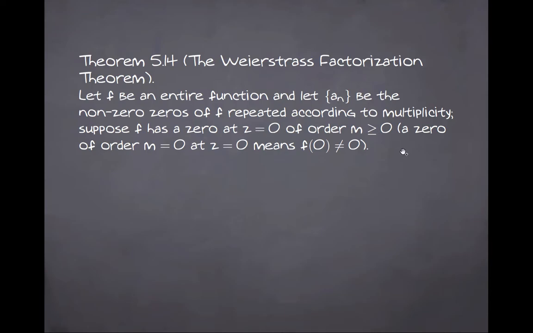Yes, so what are we given? We are given a sequence of zeros of f. In this sequence, no term is 0, and z equals 0 is also a zero of f of order m greater than or equal to 0. If it is greater than 0, then it has order m. If it is equal to 0, then f has no zero at z equals 0. So this is the given.